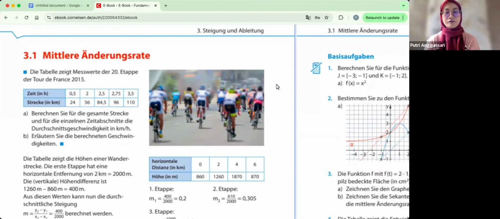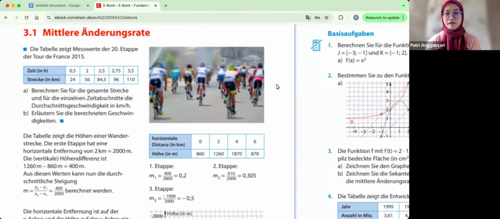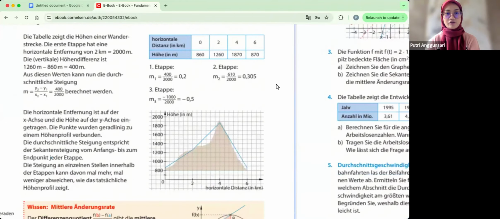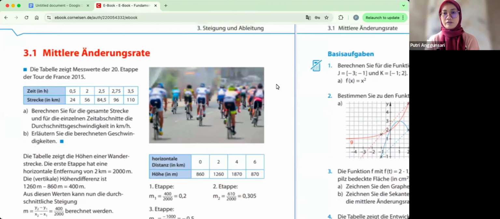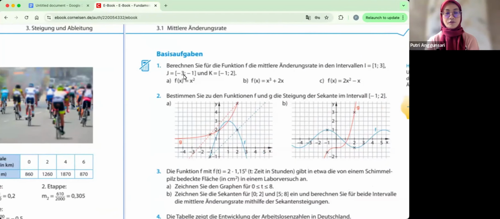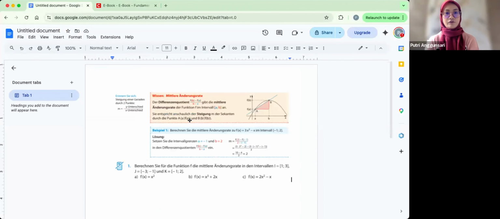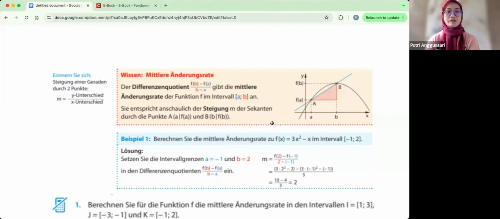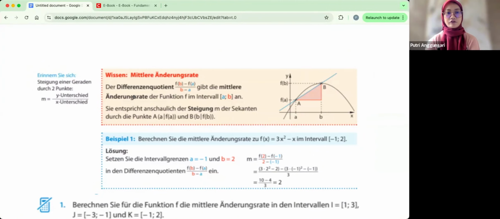So today we are going to learn about finding out the average rate of change. This is a grade 11 book from my student from Germany. It contains some explanation about the average rate of change, and I'm going to share about solving one of the questions from this book. So we are going to learn from that. We are given the example. How do we find the average rate of change? We're using the difference quotient.